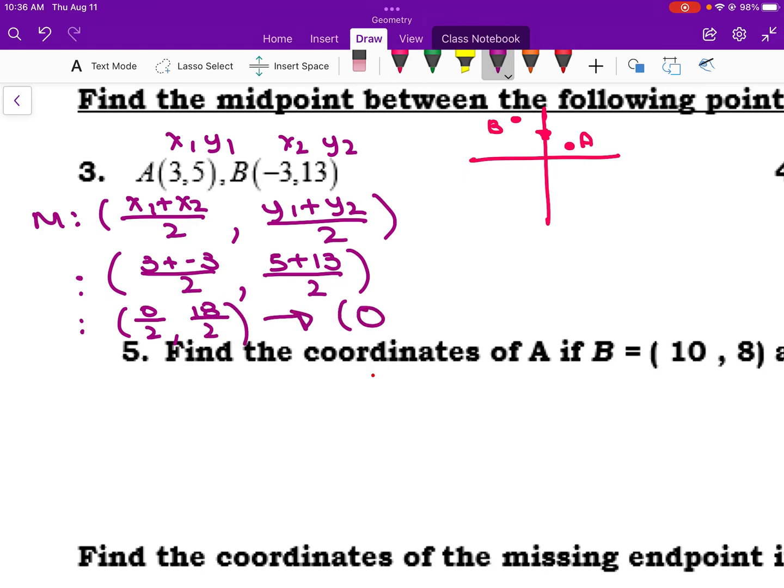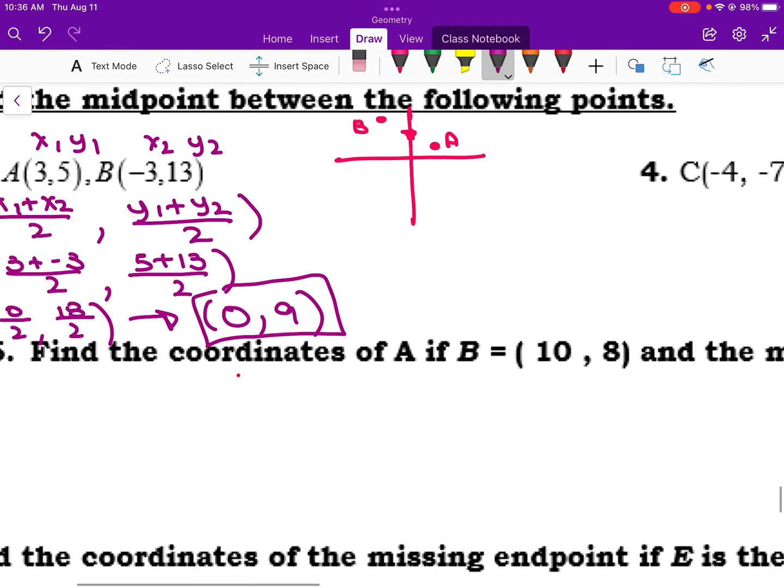And let's just take it over here. It's just 0, comma, 9 as our midpoint. And there we have it. And look, that was kind of our prediction here, that the midpoint would be on the axis anyway.